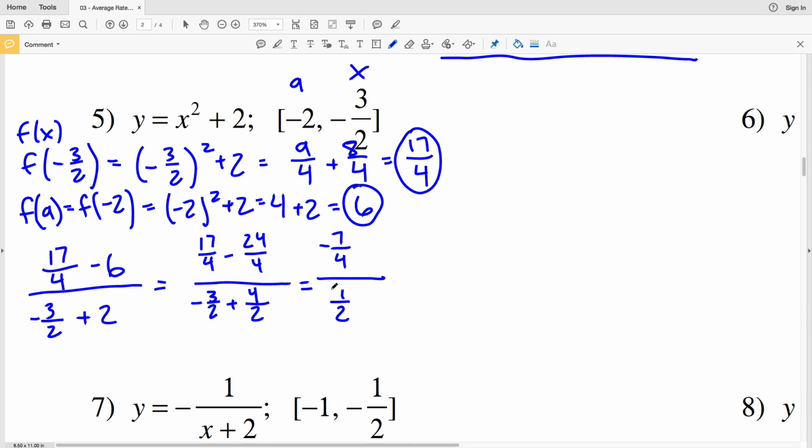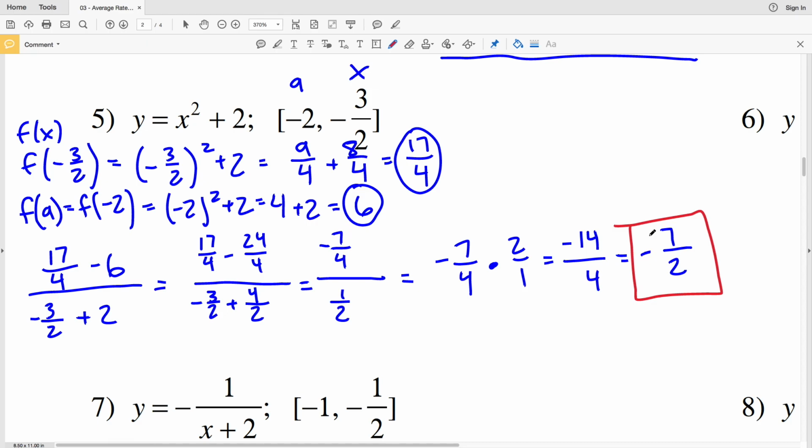So I have negative 7/4 over 1/2, which I'll write as negative 7/4 times 2 over 1, because dividing by a fraction is the same as multiplying by the reciprocal. Negative 7 times 2 is a negative 14, and we'll have negative 14 over 4, but each of those can be simplified by dividing by 2. Negative 14 divided by 2 is negative 7, and 4 divided by 2 is a positive 2. So I have negative 7 halves as the slope of my secant line in number 5.